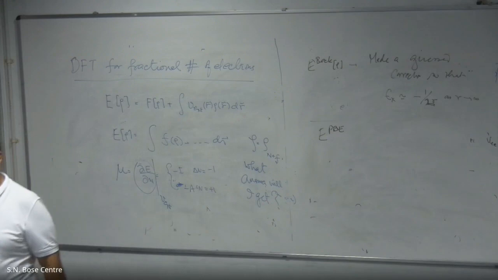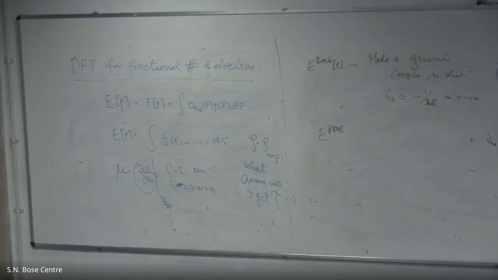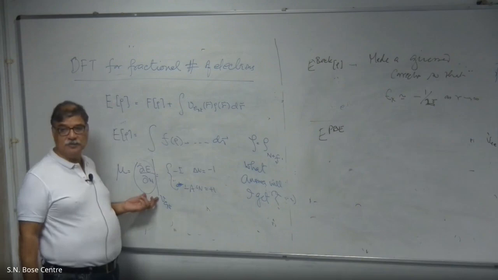Is the motivation clear? One, I want to define mu properly. Number two, I want to know what answer I get if I do that. And the two are related, because if I can do this, then I can do this. So how do I do that?